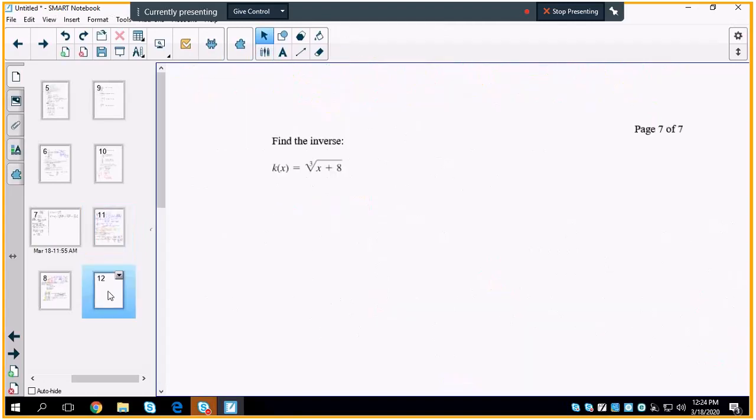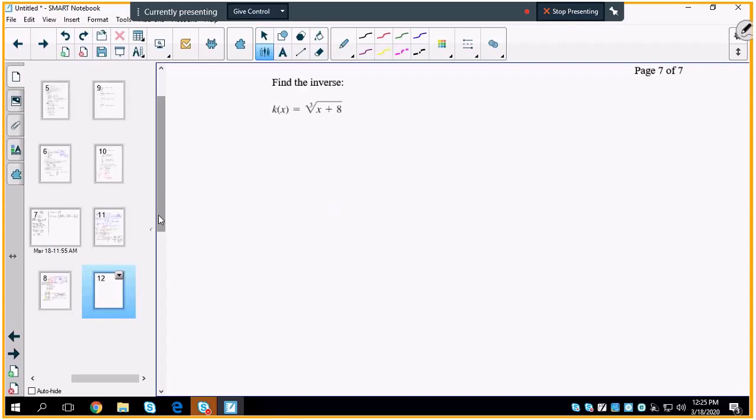Our last problem in this handout is a cube root function, and we want to know the inverse of this thing. Instead of using f of x, I'm using k of x, but the process is pretty similar. You replace k of x with y, and you get y equals cube root of x plus 8. Then you interchange the variables, so you get x equal to cube root of y plus 8. You're trying to solve it for y. So you are going to cube both sides, or take the third power on both sides.